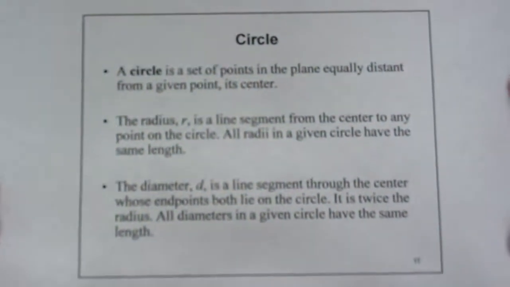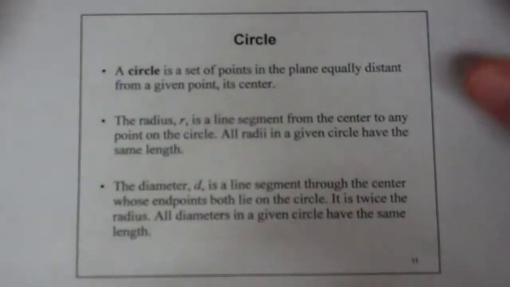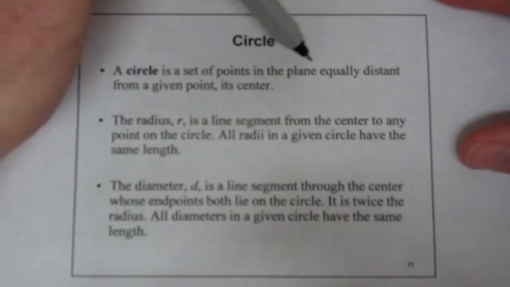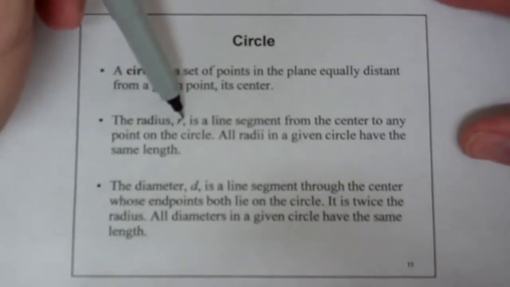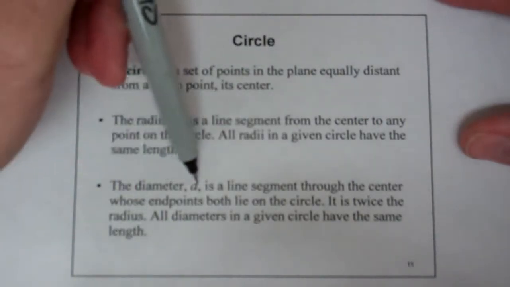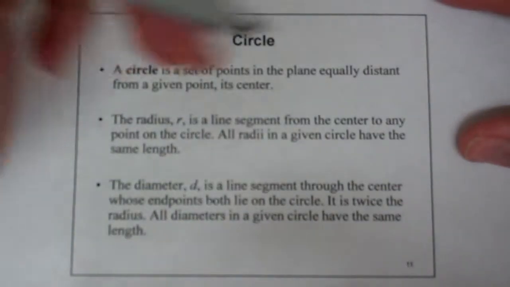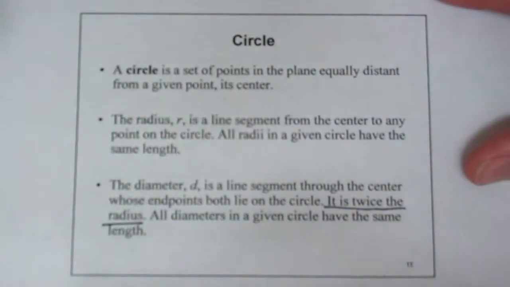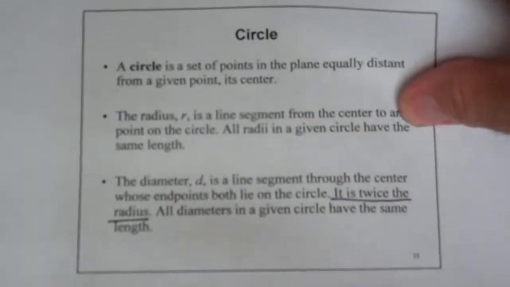They're not solids, I'm sorry. That takes care of most of our plane figures, all right, except for the circle. So we do want to take care of the circle. It's a set of points in a plane equally distanced from a given point, its center, where r is the radius, a line segment from the center to any point, and the diameter is a line segment through the center whose endpoints both lie on the circle. It is twice the radius, and so that's going to help us when we do our formula, right?